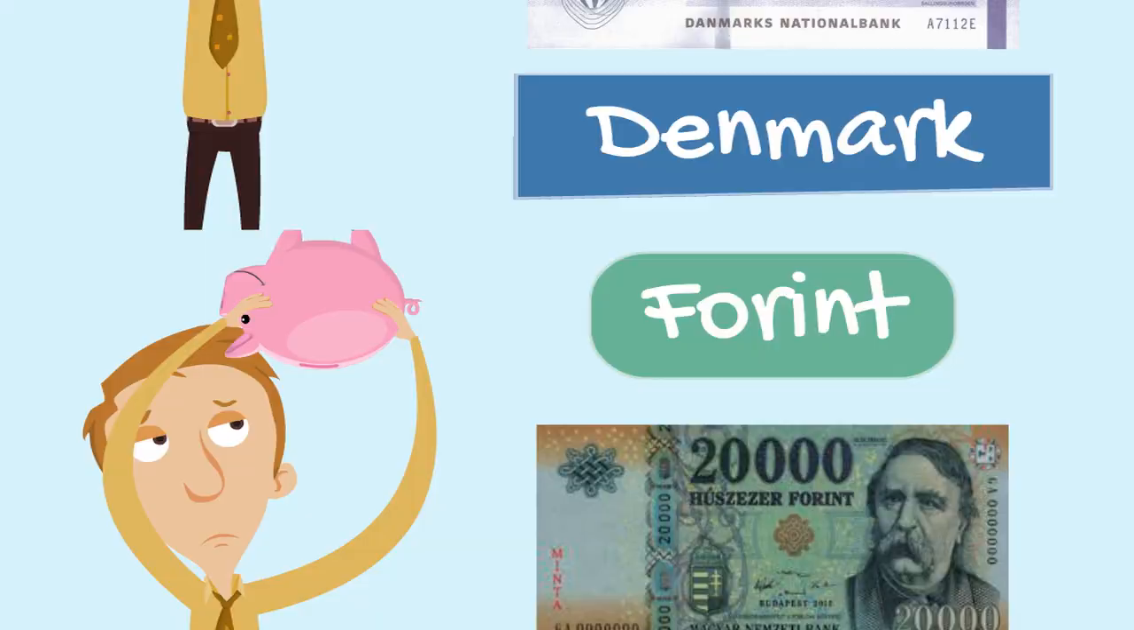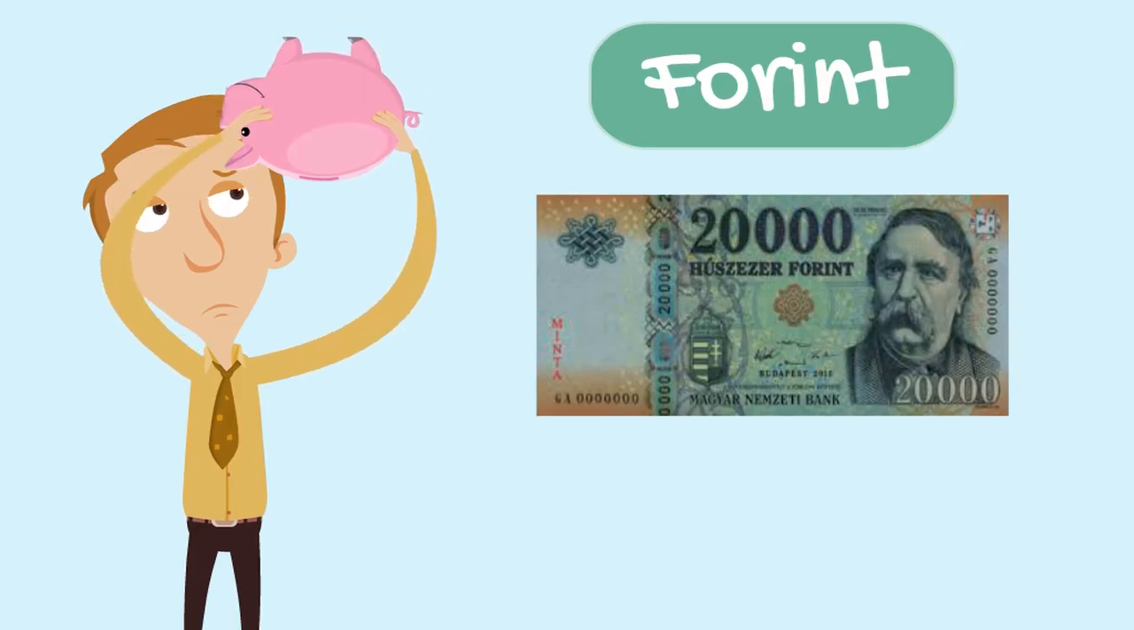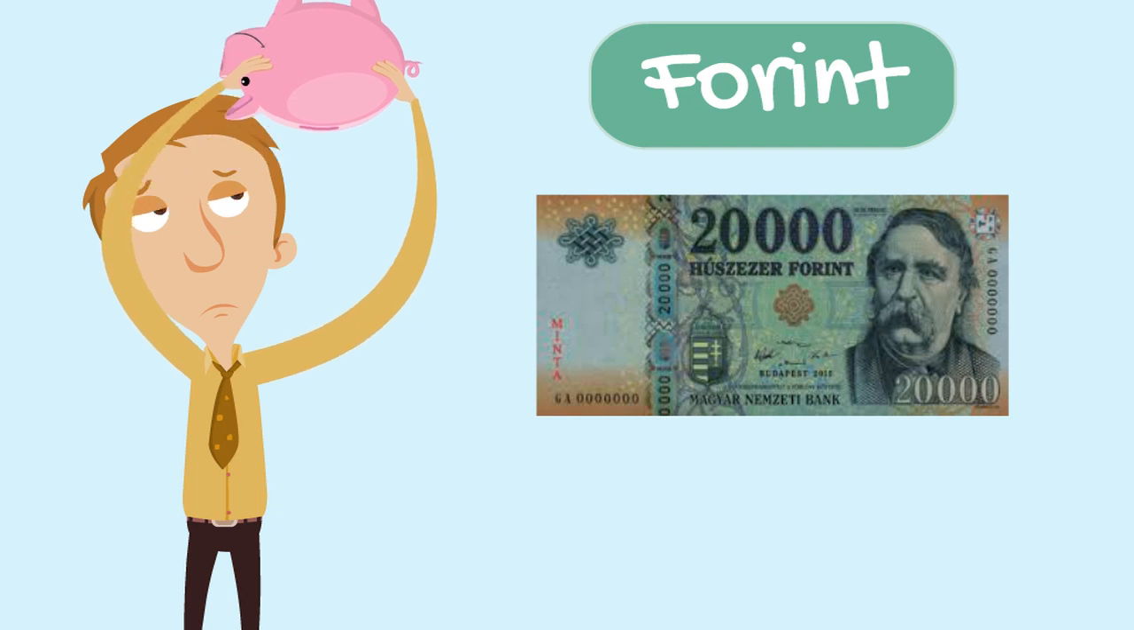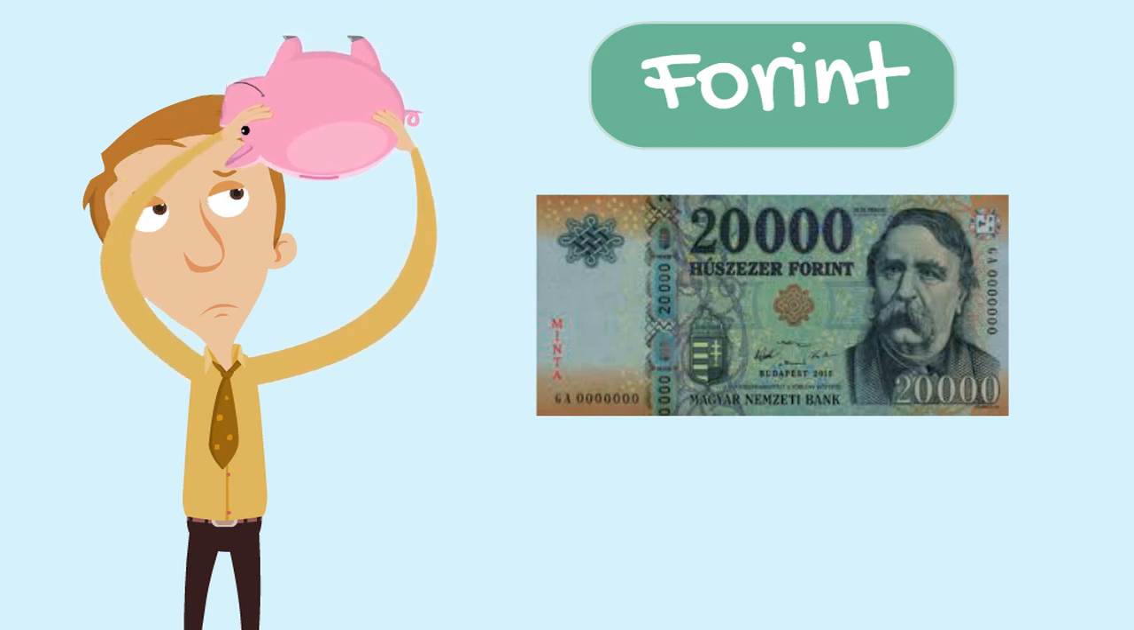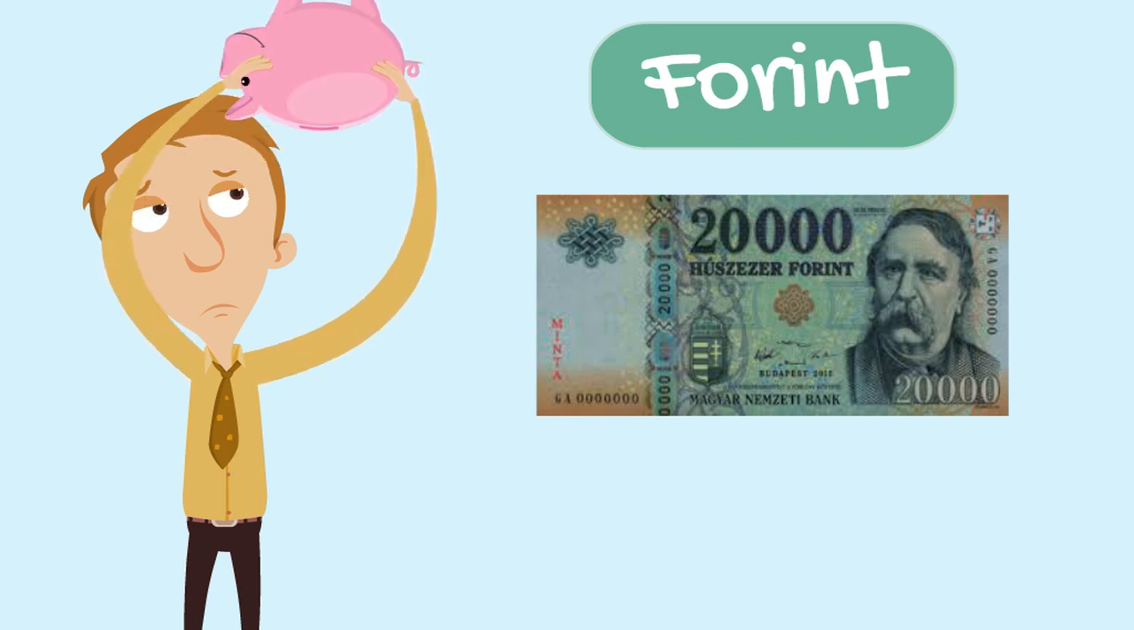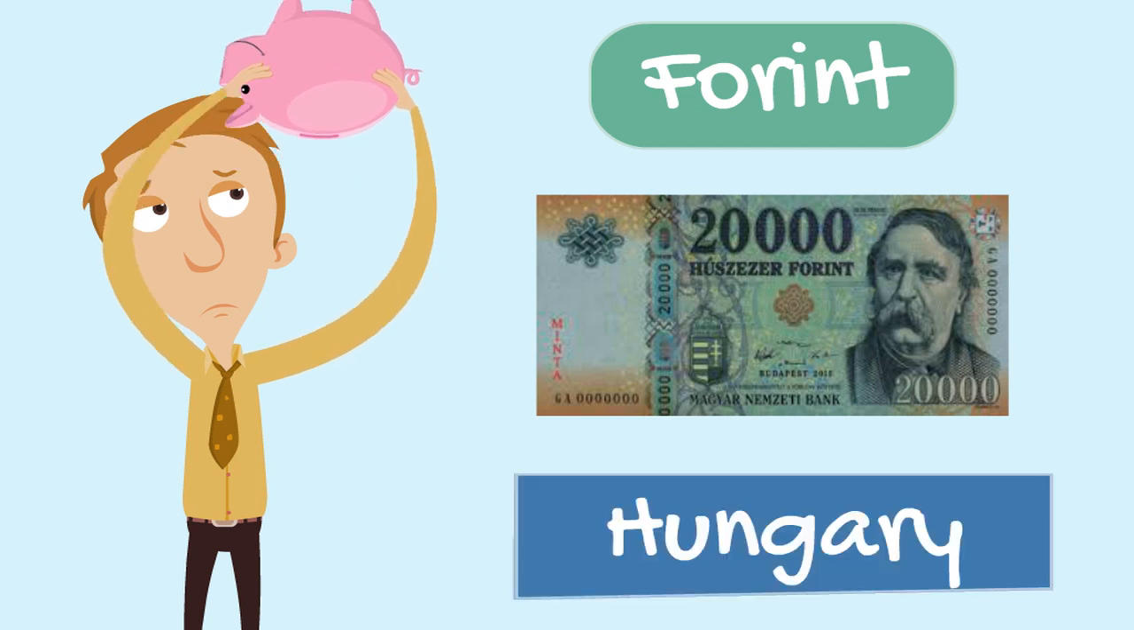What about this one? 20,000 forints. Where is this currency from? Pause the video and write down an answer. Well, the forint is actually from Hungary, so you could use it to buy a delicious bowl of goulash soup.